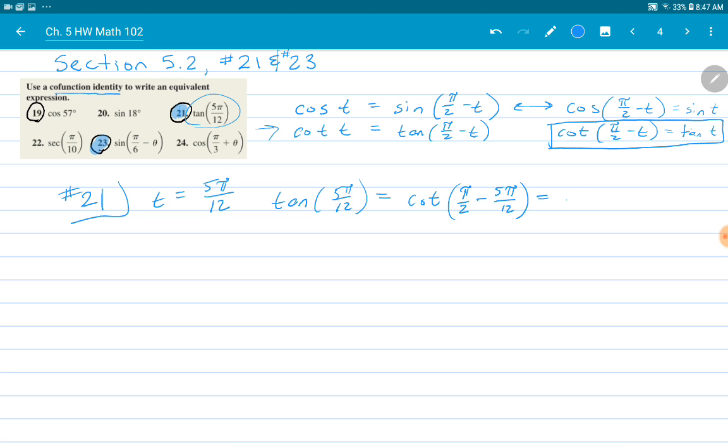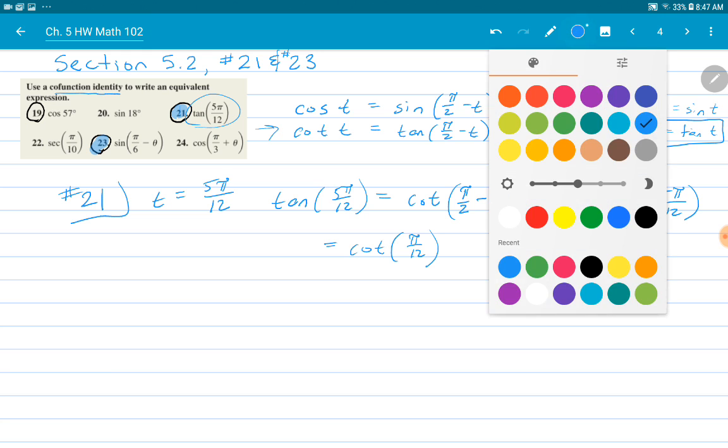which is, getting a common denominator, 6 pi over 12 minus 5 pi over 12, which equals cotan of pi over 12. Okay, so that's 21. That's the equivalent relationship for 21.